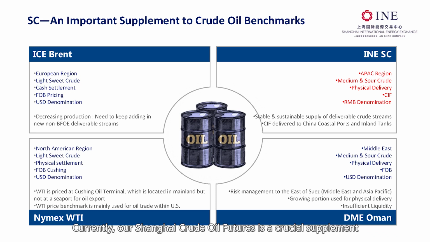Currently, our Shanghai crude oil future is a crucial supplement to the global crude oil benchmarks. This is a comparison chart of the most traded crude contracts globally. WTI and Brent contracts are the benchmark for light sweet crude. Oman crude and Shanghai crude are medium sour grade. But the difference is that Oman crude is FOB price and it's settled in US dollar, whereas Shanghai crude is CIF price and it's settled in RMB.